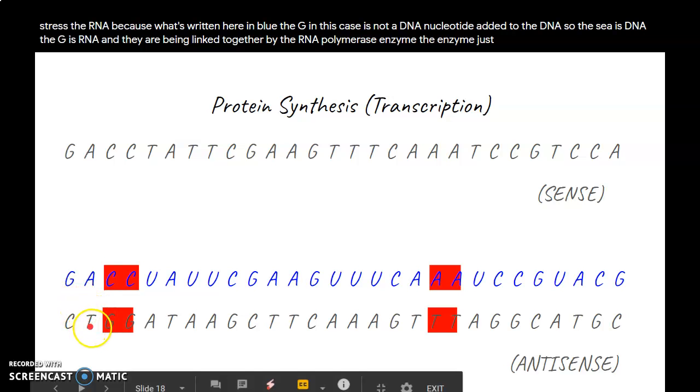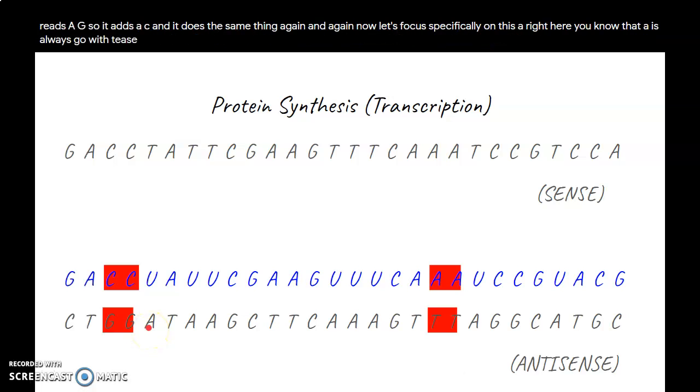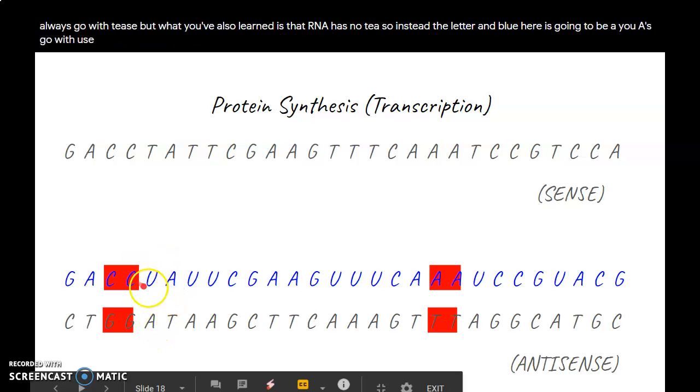The enzyme then just reads a T, so it adds an A. It reads a G, so it adds a C. And it does the same thing again and again. Now let's focus specifically on this A right here. You know that A's always go with T's, but what you've also learned is that RNA has no T. So instead, the letter in blue here is going to be a U. A's go with U's. So this is uracil.